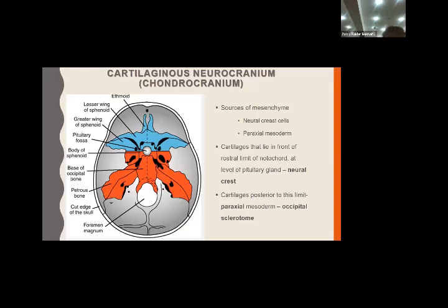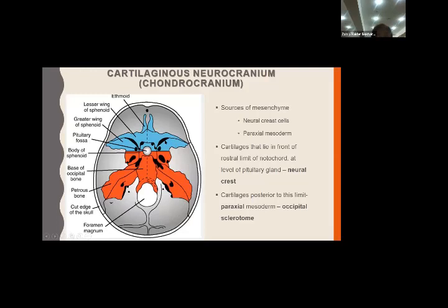So the sclerotomes of the occipital region, plus the paraxial mesoderm. Paraxial mesoderm, say all this area in red, and this gray part develops from occipital sclerotomes. So mesenchyme that develops into the base cartilages of the base of skull.